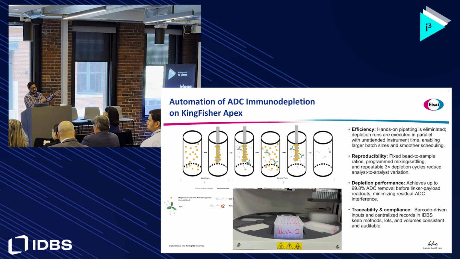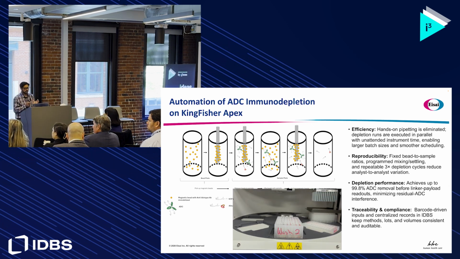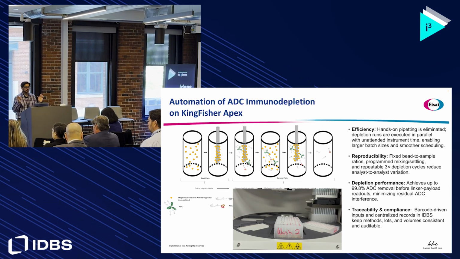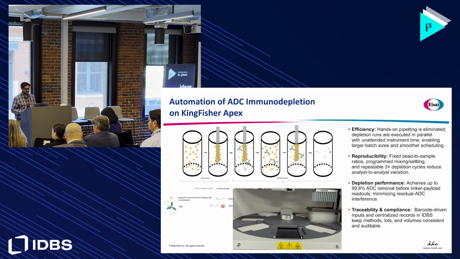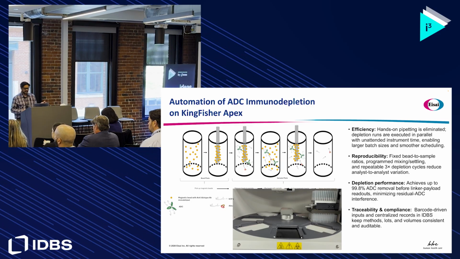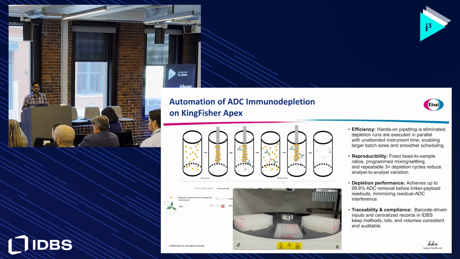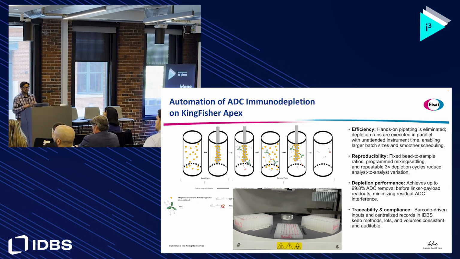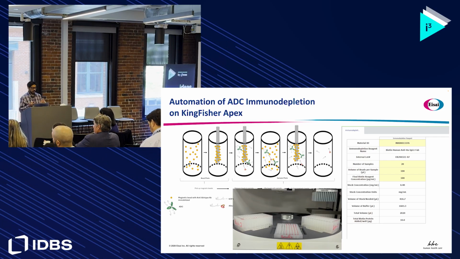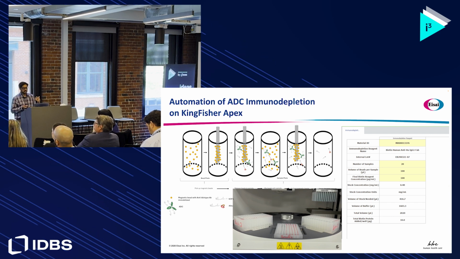So let's knock out the immunodepletion first. This one is relatively simple. We took that immunodepletion step and eliminated all the manual process. We used a KingFisher Apex. It could do 96 samples at one time, which is great. It increases our efficiency, obviously, from 1 to 96. And because it handles everything all on its own, we can make the immunodepletion more reproducible, and we can get great 99.8% ADC depletion on that, which is great.